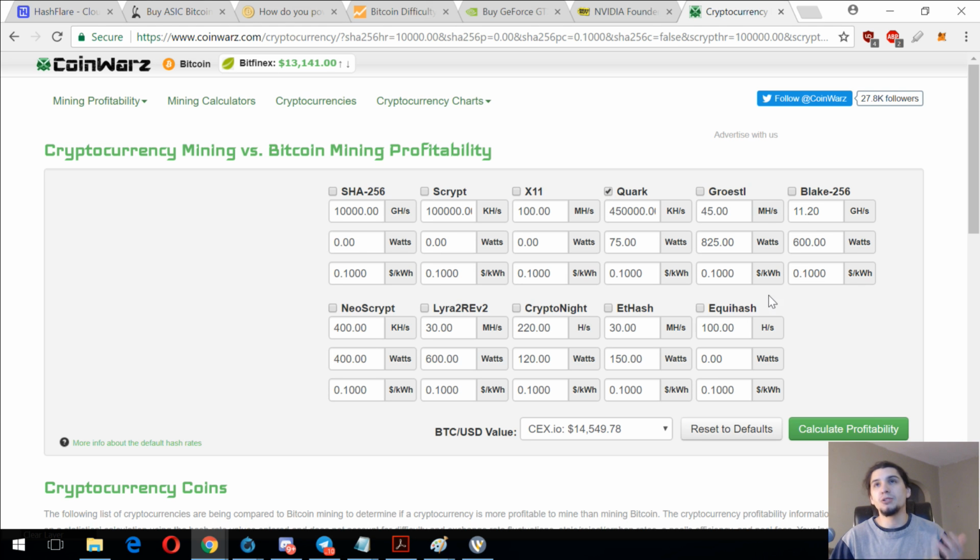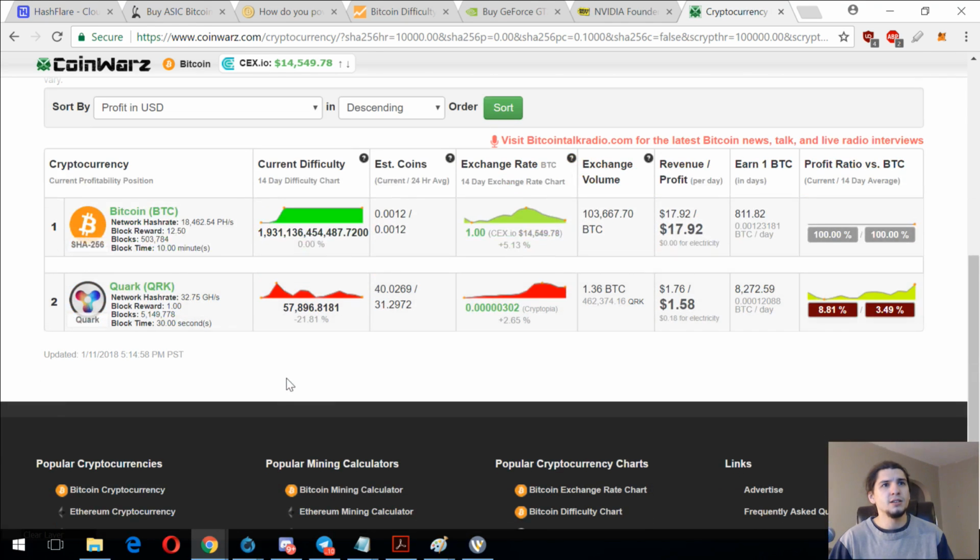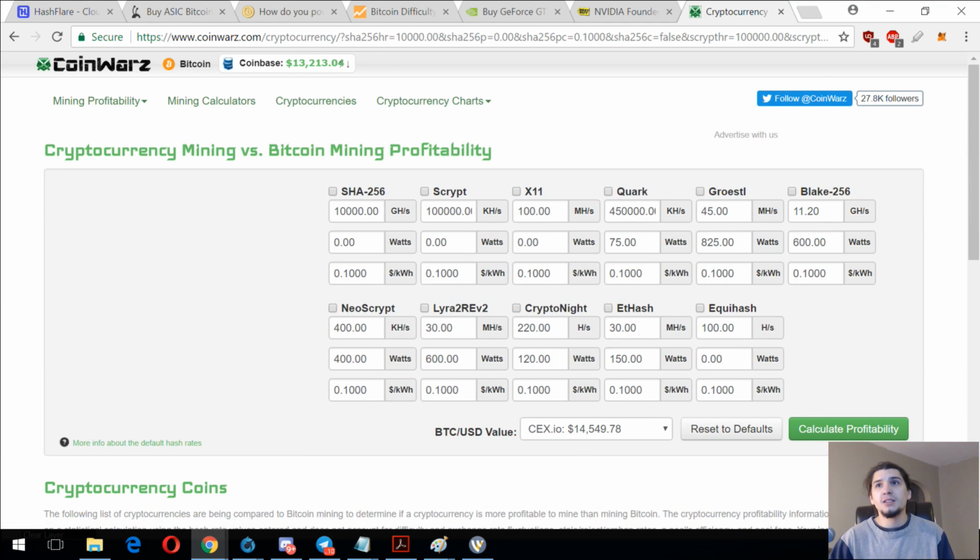If I uncheck that, we'll look at Quark. I don't know about Quark. Quark has its own coin, doesn't it? Yeah, Quark. Okay, so Quark coin has its own algorithm, all right? There's a whole bunch of other ones.